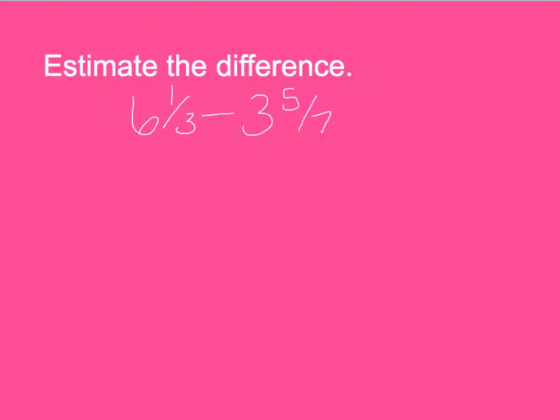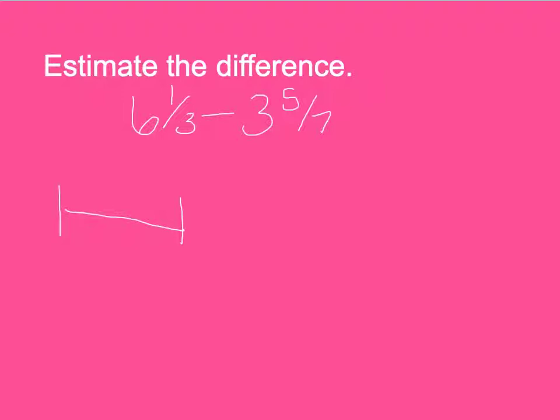So here we are asked to estimate the difference, and our problem is 6 1/3 minus 3 5/7. So what we need to do is figure out if 6 1/3 is closer to 6 or closer to 7. So similar to rounding our fractions, we're going to draw a number line.